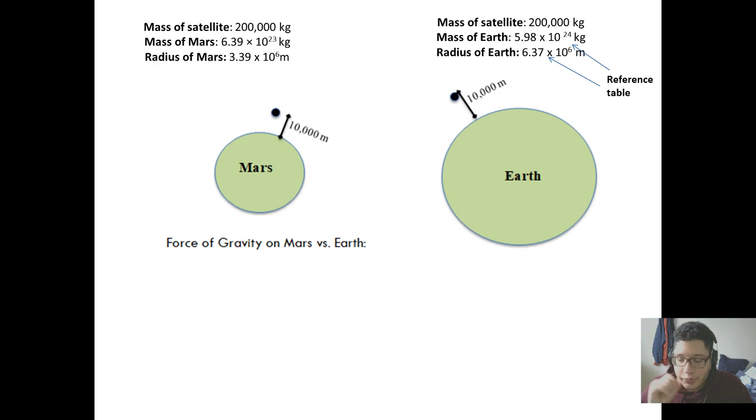That's two different values. So, looking at the images here, we have Mars, and we've got the satellite rotating around Mars, and the satellite is 10,000 meters away from the edge of Mars. For Earth, we have, again, the satellite revolving around the Earth, and it's 10,000 meters away from the edge of the Earth, so we have to keep that information in mind. So, now I ask you, calculate the force of gravity.